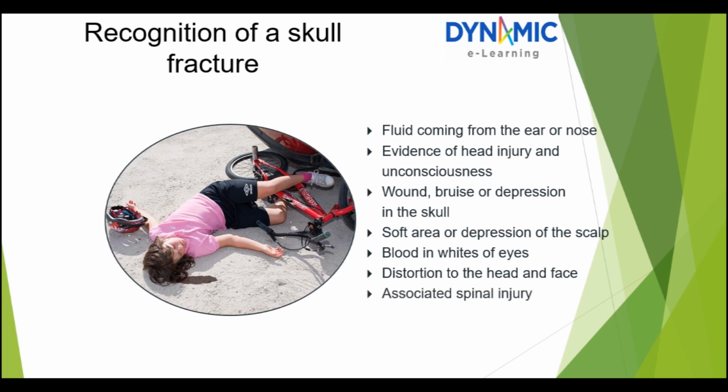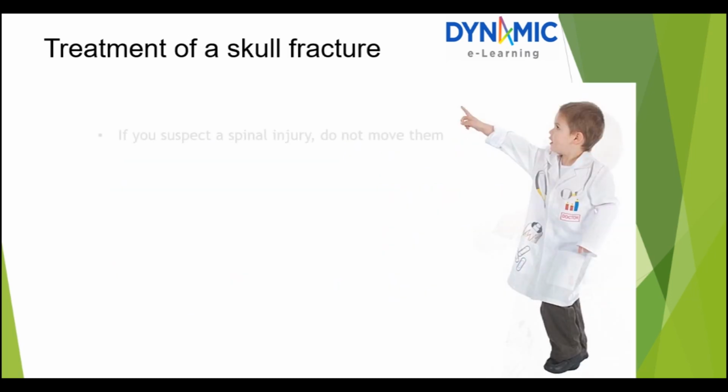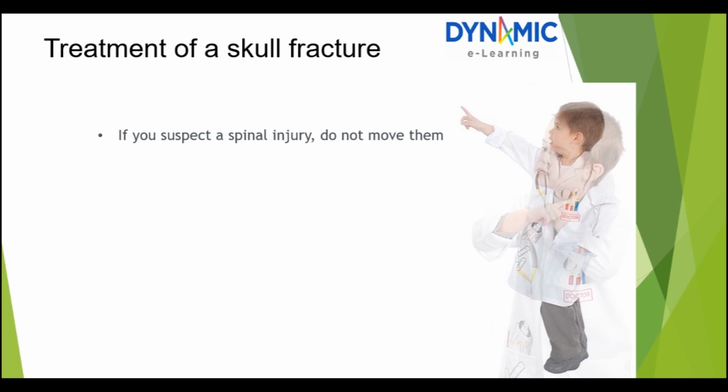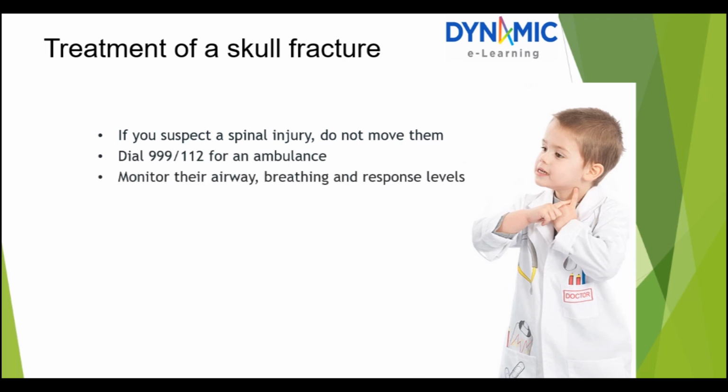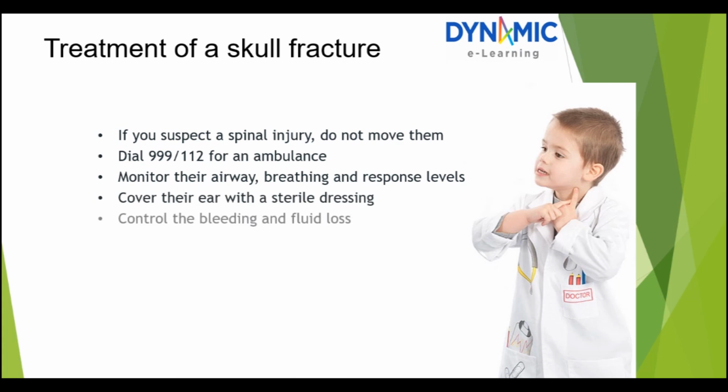Also associated spinal injury. Treatments of a fractured skull: if you suspect spinal injury, do not move them. You call for an ambulance. Monitor airway, breathing and response levels. Cover the wound with a sterile dressing. Cover it relatively loosely. Control any bleeding and fluid loss. And all head injuries must be advised to go to hospital.